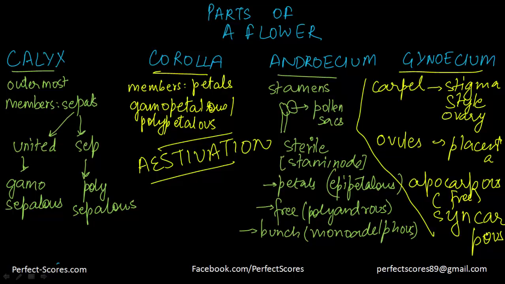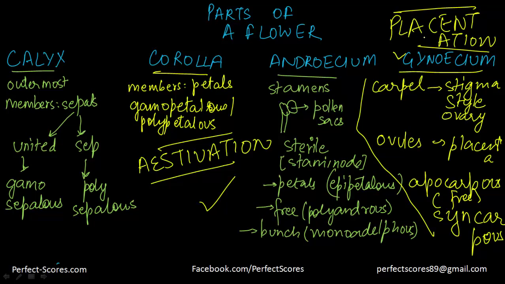Now coming to the ovary, in various cases the ovules can be arranged differently within the ovary. That different kinds of arrangement is called placentation. And that is what we are going to do just after we cover estivation in detail, because these two are a little more detailed topics. But so far what you can see over here is parts of a flower.